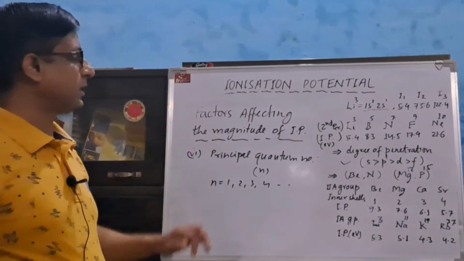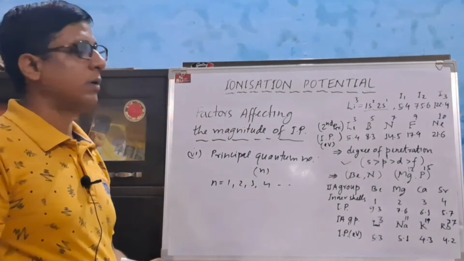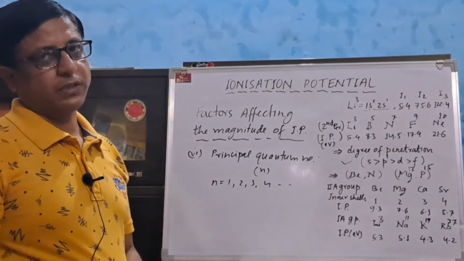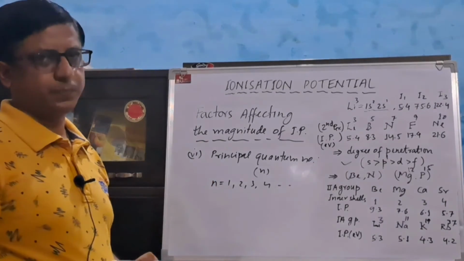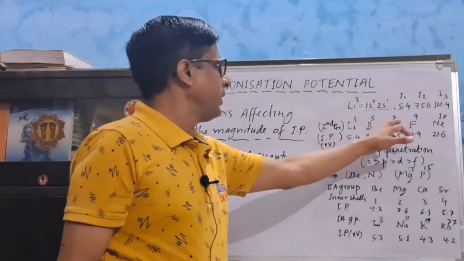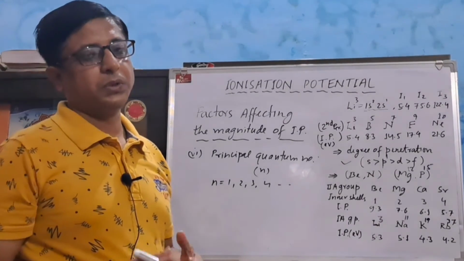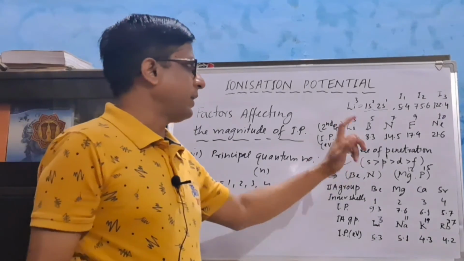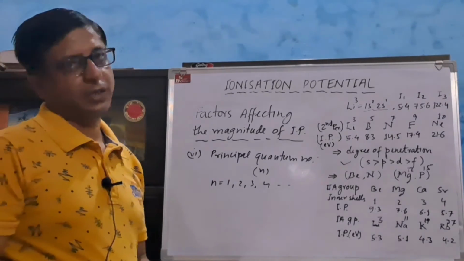So, today I have discussed ionization potential and the factors affecting the magnitude of ionization potential. There are 6 factors which affect the magnitude of ionization potential. The first factor is nuclear charge or charge on the nucleus. With the increase of nuclear charge in a period, the ionization potential increases. It is due to the increase in attractive force. The second factor is degree of penetration. With the increase of degree of penetration, the ionization potential increases.